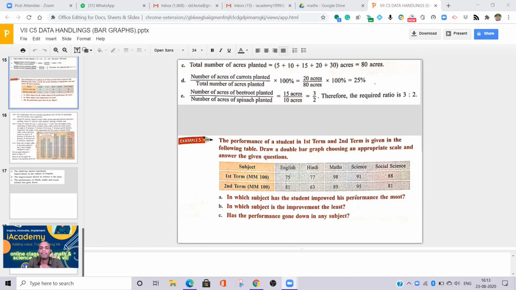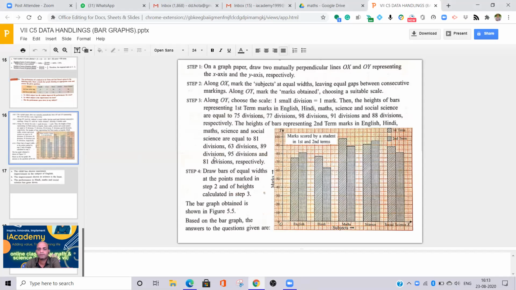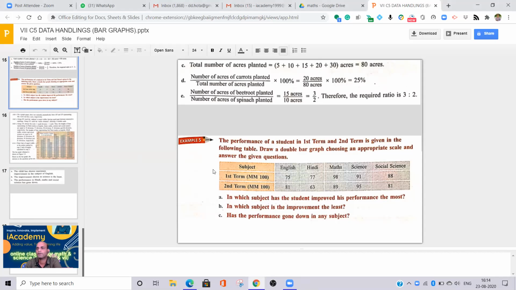Now clear? Now we have to prepare the data. We have to draw a bar graph, a double bar, not a single one, because we're comparing term 1 and term 2 subjects, right? And then we have to answer certain questions. Very clear? Good. Now I have to see how we can answer this. It is very clear. Okay, let's go for this. Okay, now let us see the questions.